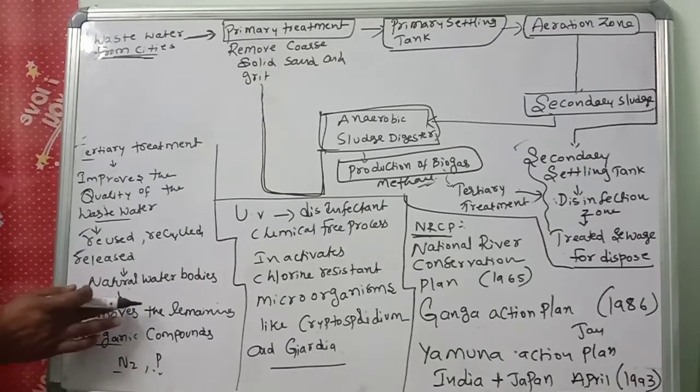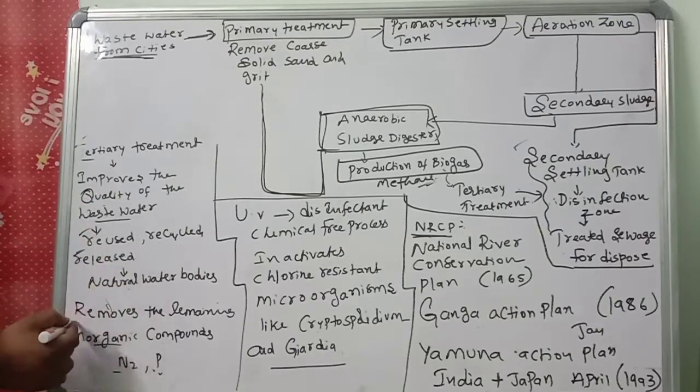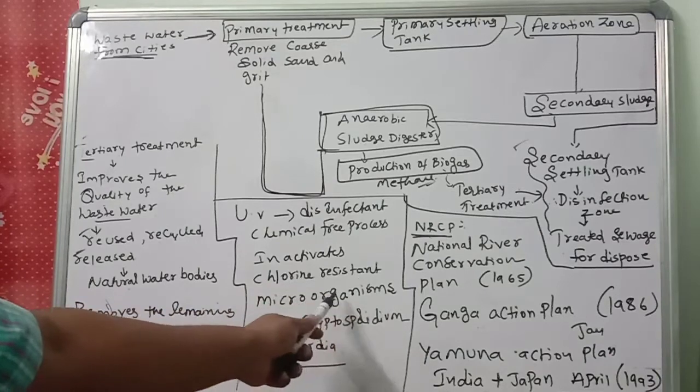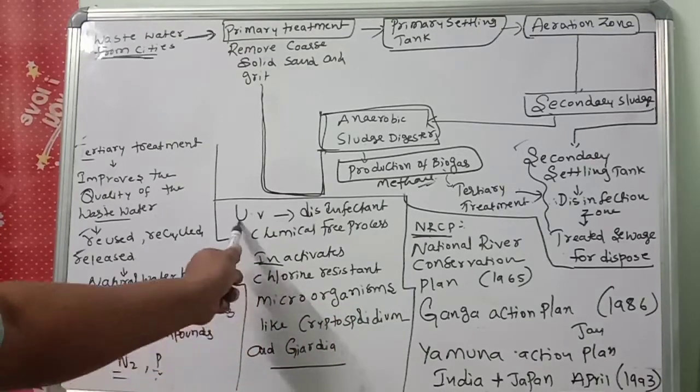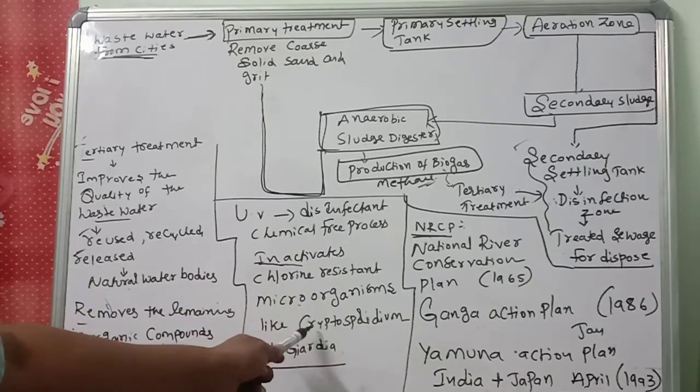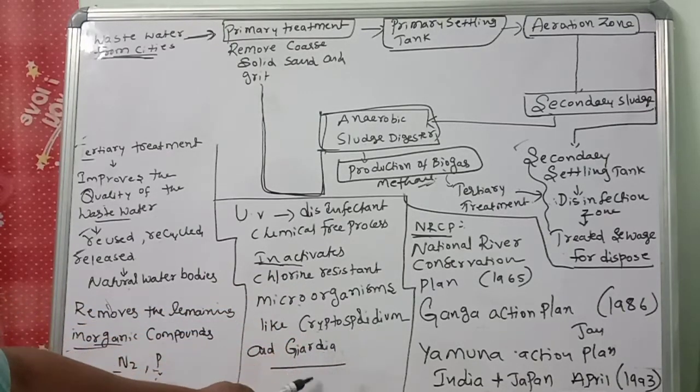The main important function of tertiary treatment is removing the remaining inorganic compounds like nitrogen and phosphorus. Mainly we use ultraviolet ray disinfection. It's a chemical-free process. UV inactivates chlorine-resistant microorganisms like Cryptosporidium and Giardia.